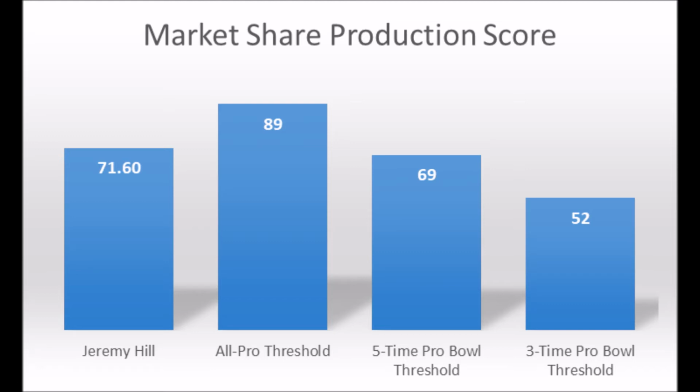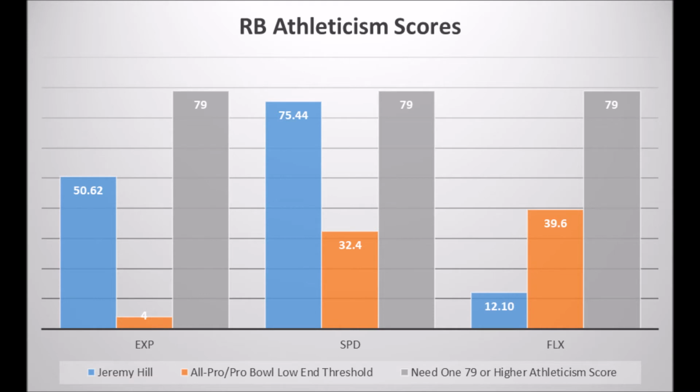However, his athleticism data is a little bit of a different story. He had a 50.62 explosive lower body strength score, a 75.44 speed score, and a 12.10 flexibility score. The issue here is every single multiple All-Pro / Pro Bowl running back since 1999, which is as far back as this data goes, had at least a 79 or higher athleticism score, meaning that they had at least one athleticism score, whether it was explosiveness, speed, or flexibility, that was 79 or higher. And when you look at Jeremy Hill, none of his athleticism scores are 79 or higher.